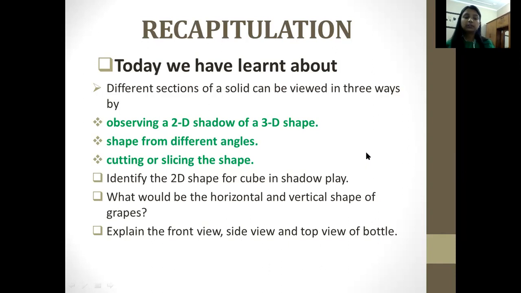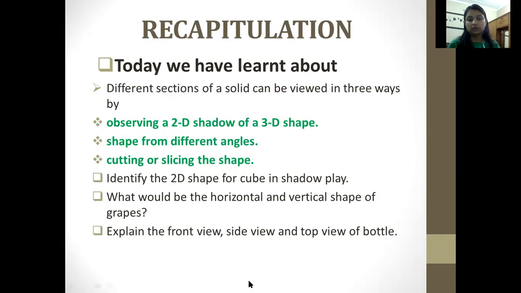Identify the 2D shape for a cube in shadow play. What would be the 2D shape for a cube? We have done it already. Now you have to think in your mind and answer. Yes, definitely you are thinking it absolutely right. That would be a square, because a square is the two-dimensional shape of a cube. So definitely the shadow would be converting into a square.